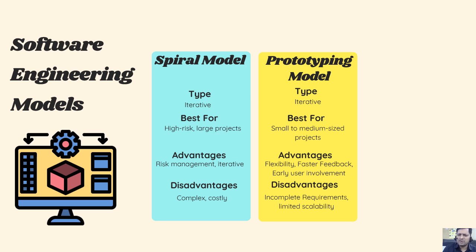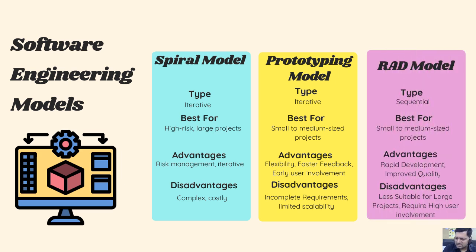Next, we have prototyping model. It is also a type of iterative model. It is best for small to medium sized projects. The advantages are flexibility, faster feedback, early user involvement. Disadvantages are incomplete requirements, limited scalability. RAD model. RAD model is a type of sequential model. It is best suited for medium to small size projects. Advantages are rapid development, improved quality. Its disadvantage is that it is less suitable for large projects, because we require high user involvement in this model.